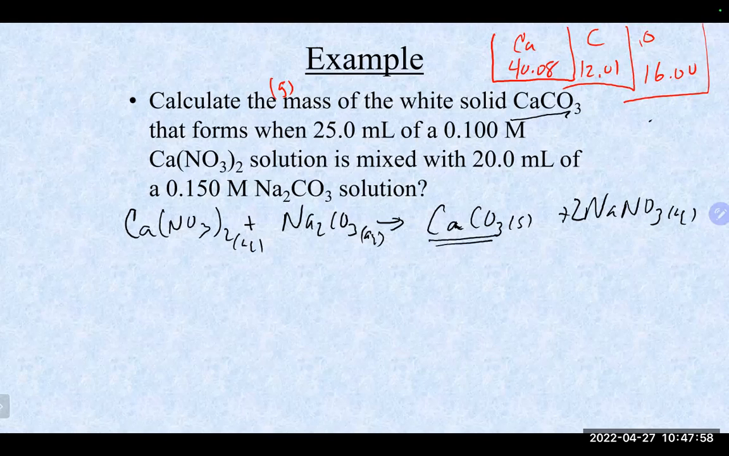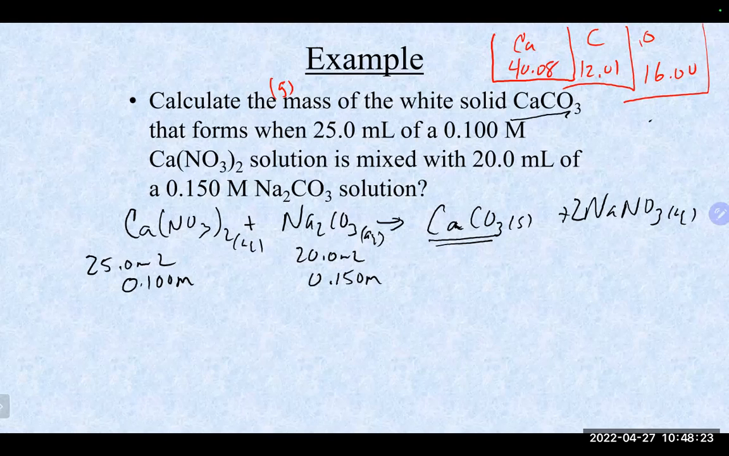All right, at this point, we are looking for basically how many grams of this guy. We are going to be putting in there 25 milliliters of this guy that is 0.1 molar. We're also going to be dumping in there 20 milliliters of this guy that is 0.15 molar. So the next thing we want to do is convert to moles, but we also want to think about, is this a limiting reagent problem?